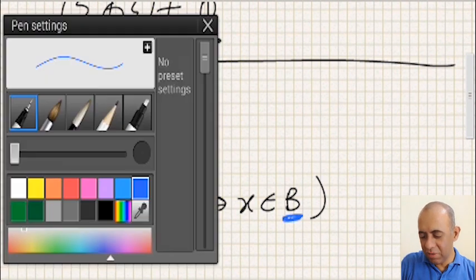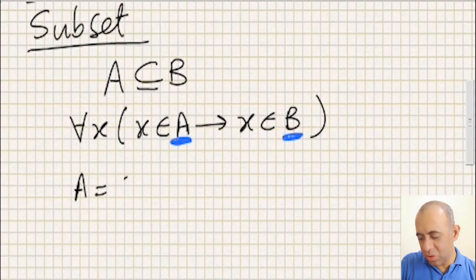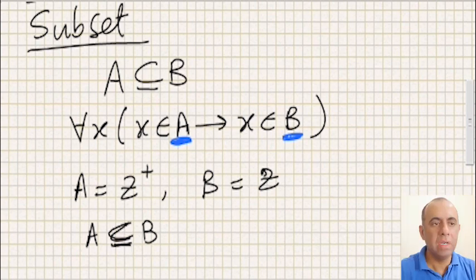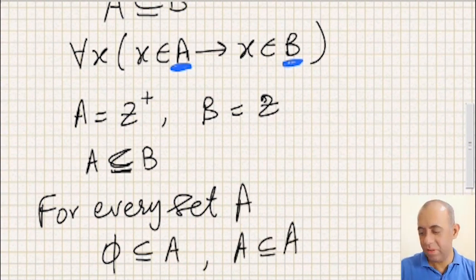So an example of a subset would be, for example, A is equal to positive integers and B is all the integers, so we can say that A is a subset of B. This is one example. Similarly, for every set, phi is a subset of that set. And similarly, the same set is a subset of itself.